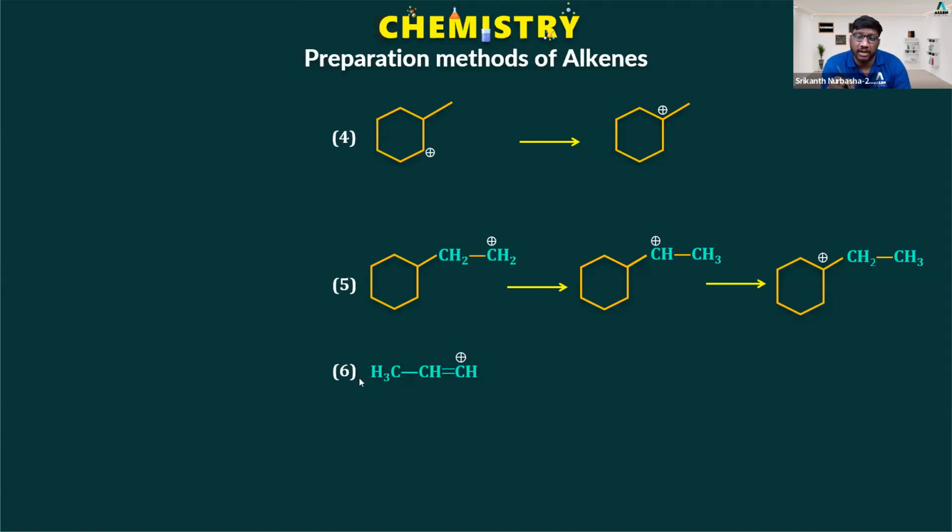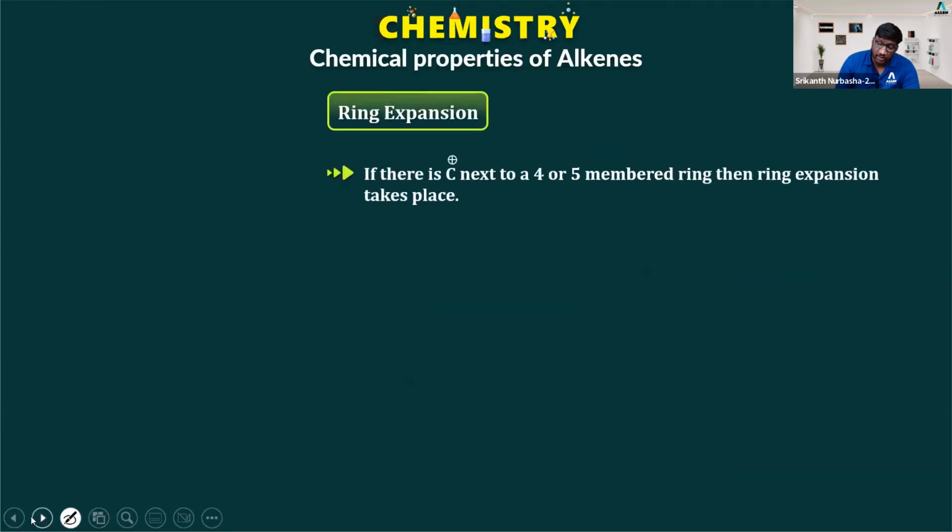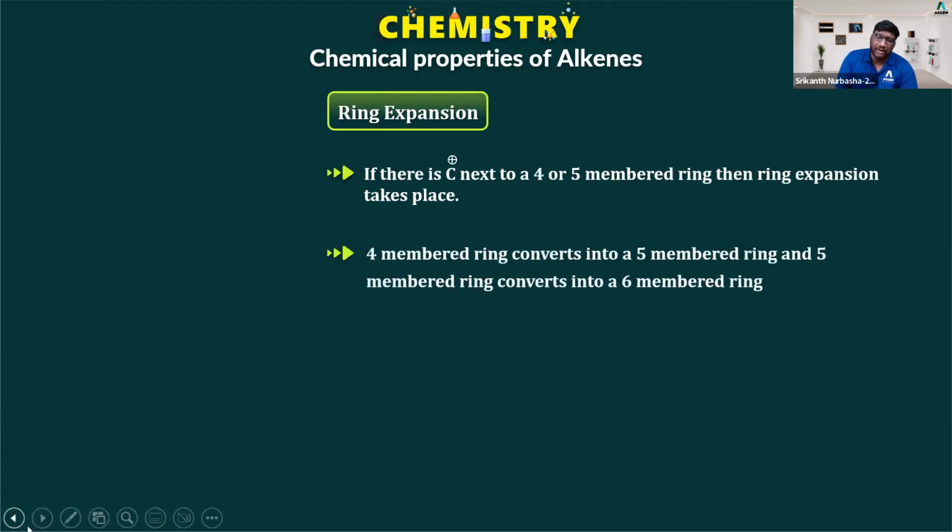If the carbon bearing a positive charge is unsaturated, no shifting is possible. Rearrangements are not possible. If an unsaturated carbon has a positive charge, like a vinylic carbon or aryl carbon, that will never rearrange. Ring expansions are also possible. If there is a carbocation next to a 4 or 5 member ring, then ring expansion takes place to generate more stable rings.